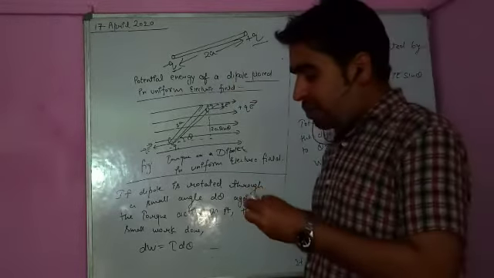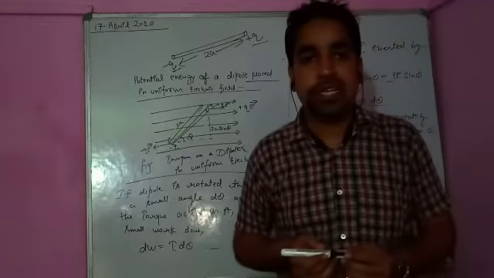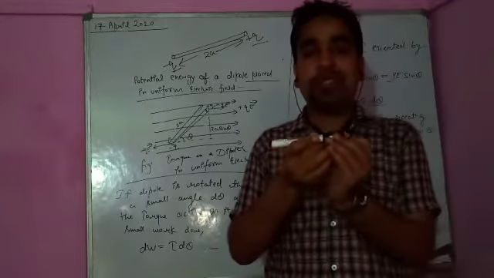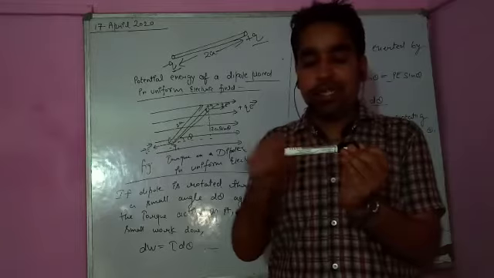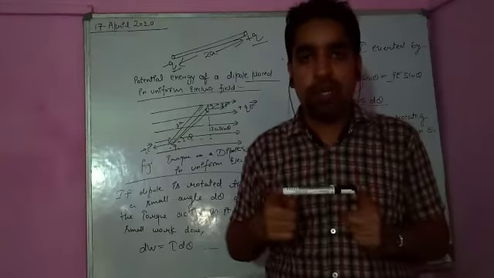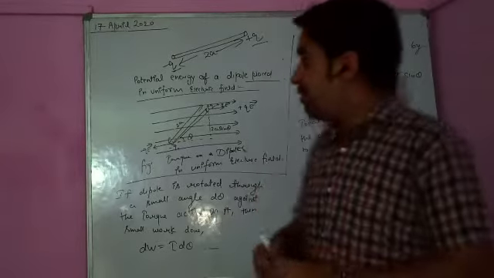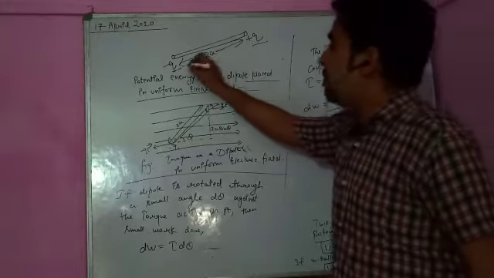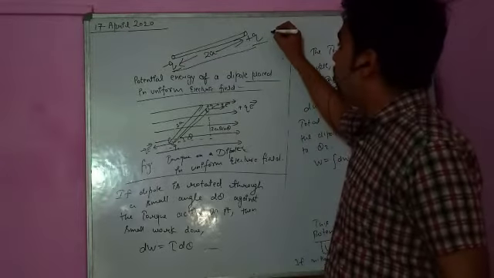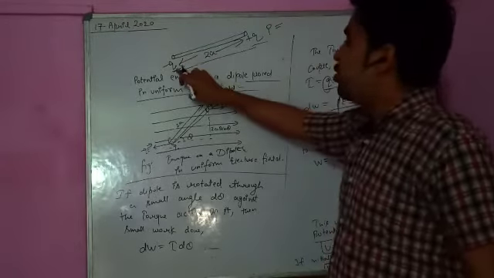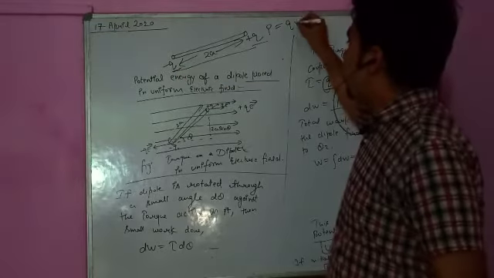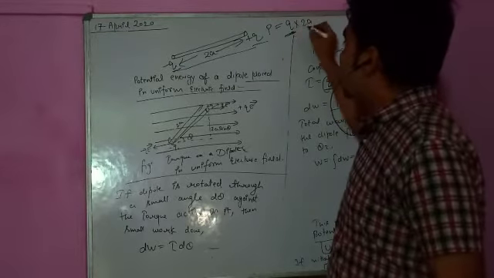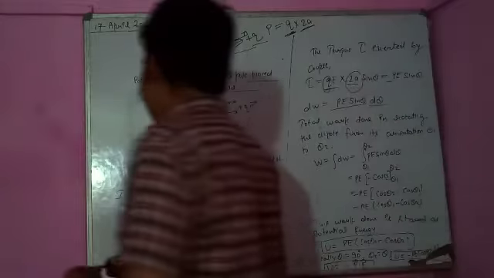So two equal and opposite charges separated by a small distance create a dipole. Suppose this is a minus q charge, this is a plus q charge. The distance between these two charges is very small, so this makes a dipole. And what will be the dipole moment of this particular dipole? The formula for dipole moment, denoted by P, is P is equal to q into 2a, so either charge into the distance between the charges.